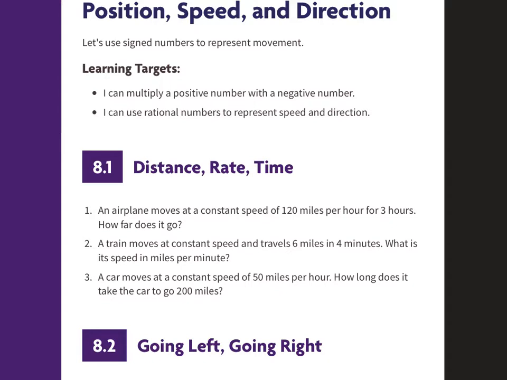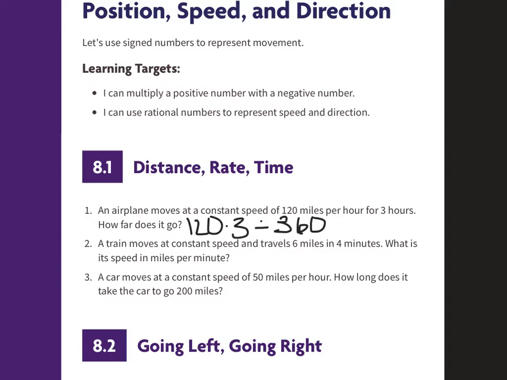An airplane moves at a constant speed of 120 miles per hour for 3 hours. How far does it go? Well, 120 miles for 1 hour, so for 3 hours, I just have to multiply them. So 120 times 3 equals 360. Okay?